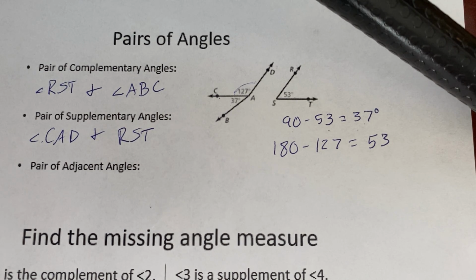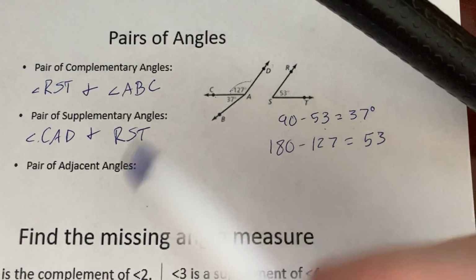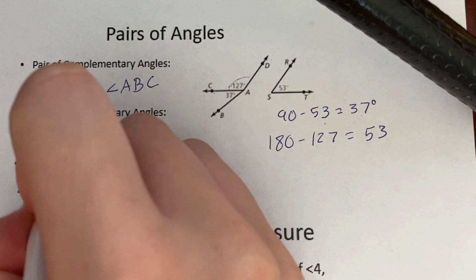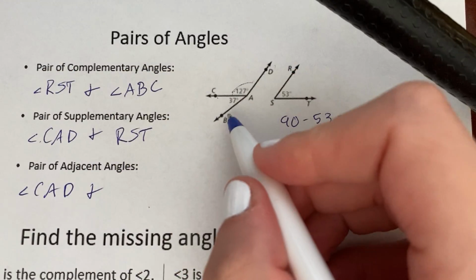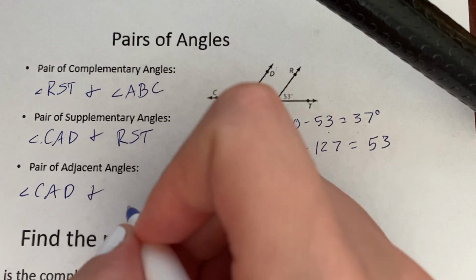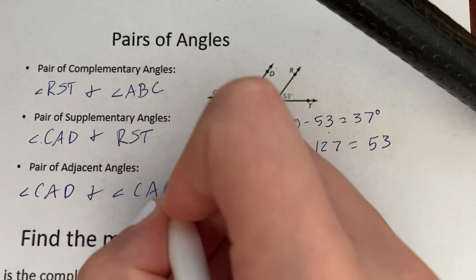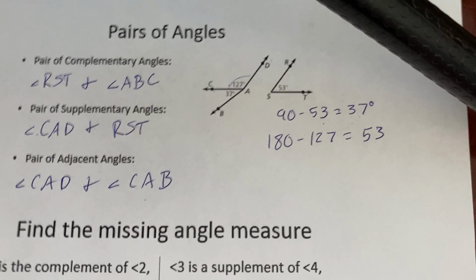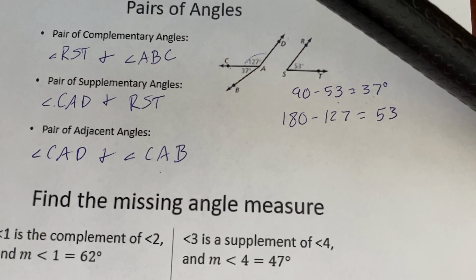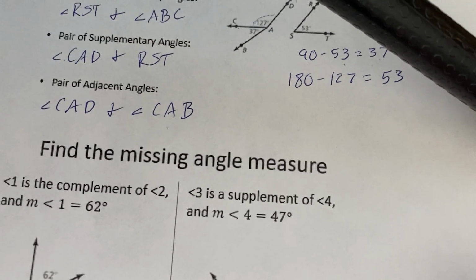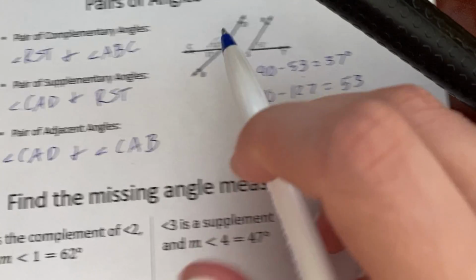So let's just list a pair of adjacent angles. Adjacent angles are just 2 angles that are next to each other. So angle CAD and angle CAB. These 2 are adjacent, they're next to each other. And the way to describe it, they have the same vertex.